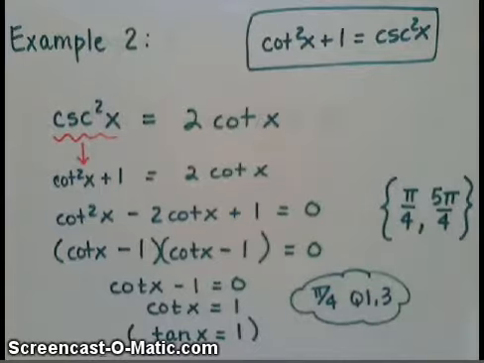And either way, we should be able to check that. The cosecant of both is the square root of 2, so you can see that that works. This is example 2.